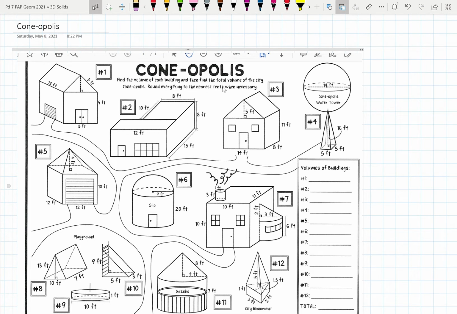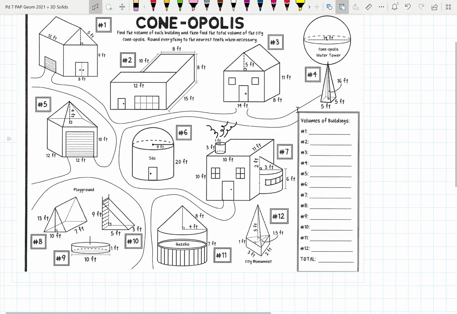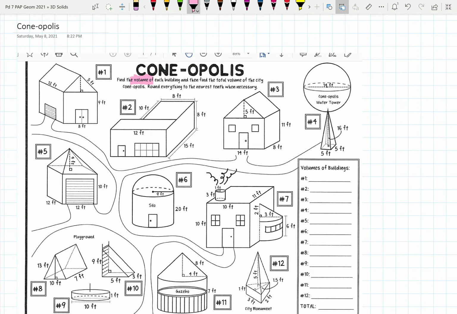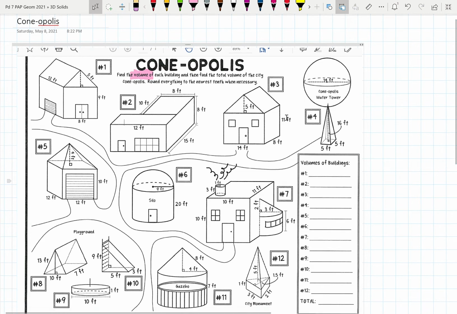Alright guys, so just a brief explanation because some of you have had questions over the weekend about how to do the ConeOpolis project. Just to remind you one more time, this is a volume only calculation set of problems. You're not calculating surface area. The answers that I've put in Canvas are approximate answers.